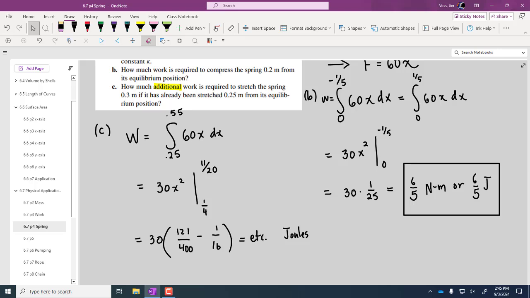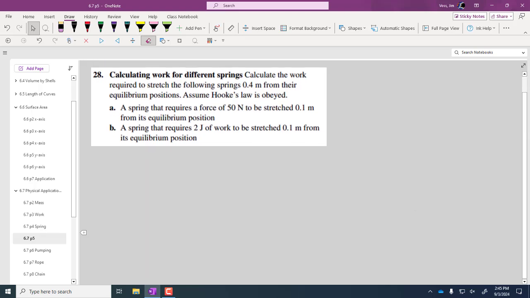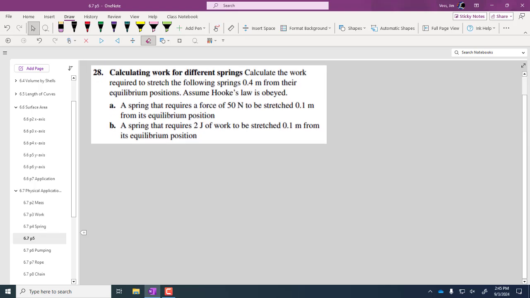All right, so there's the spring. Let's do one more spring. Calculate the work required to stretch the following springs. We're going to stretch 0.4 meters from their equilibrium, assuming Hooke's law is obeyed. So part A. Let's do A first. And part A is very similar to what we just did.